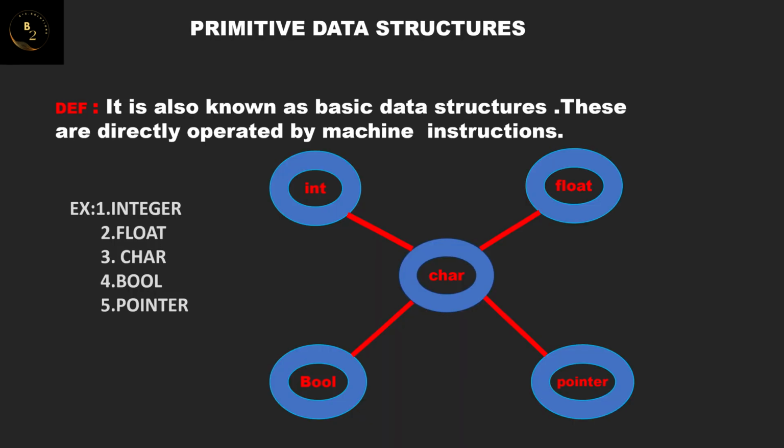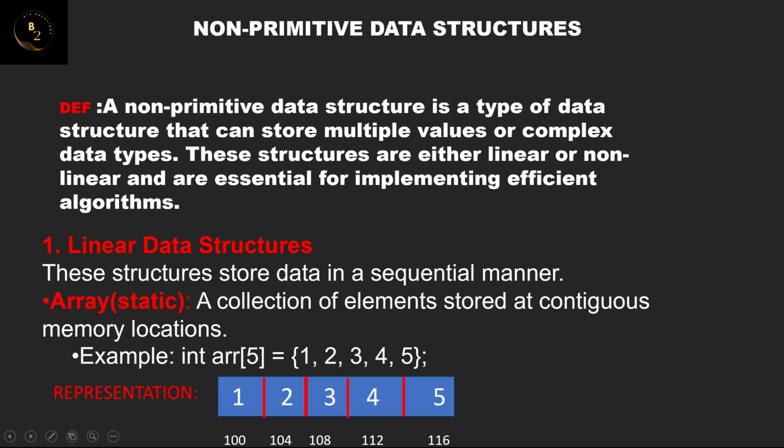Let's take a look at primitive data structures. These are also known as basic data structures. These are directly operated by the machine instructions. Examples: integer, float, character, boolean and pointer types. These are going to store only one value at a time, but these are not going to store multiple values. Let's come to the non-primitive data structures.